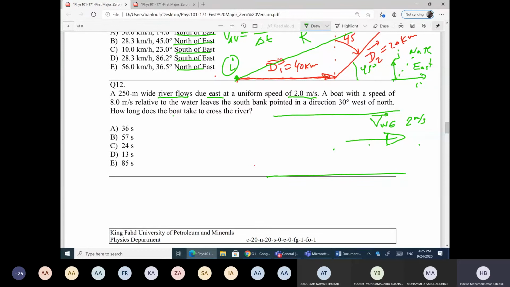A boat with speed of 8 meters per second relative to the water, meaning the speed of the boat with respect to the water is equal to 8 meters per second, leaves the south bank. So this is the north bank and this is the south bank. The boat will leave the south bank, pointing in the direction 30 degrees west of north. So you go to the north, then you go west of it by 30 degrees. So this is the direction of the velocity of the boat.